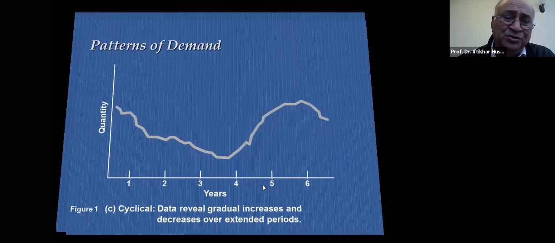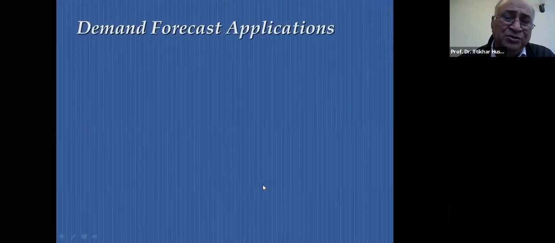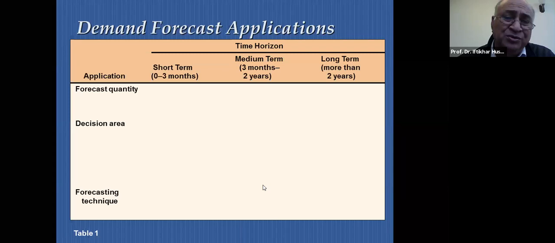Then we have demand forecast applications. You might have heard the short term. It is from 0 to 3 months. It could be days and then goes into months. So 0 to 3 months is short term, 3 months to 2 years we say is medium term, and long term is 2 years and more. On the time horizon, we are going to use some forecasting technique.